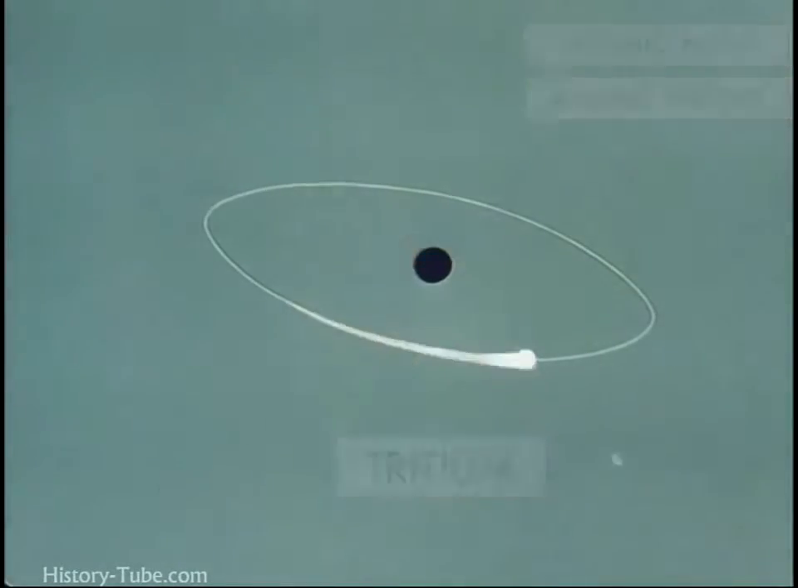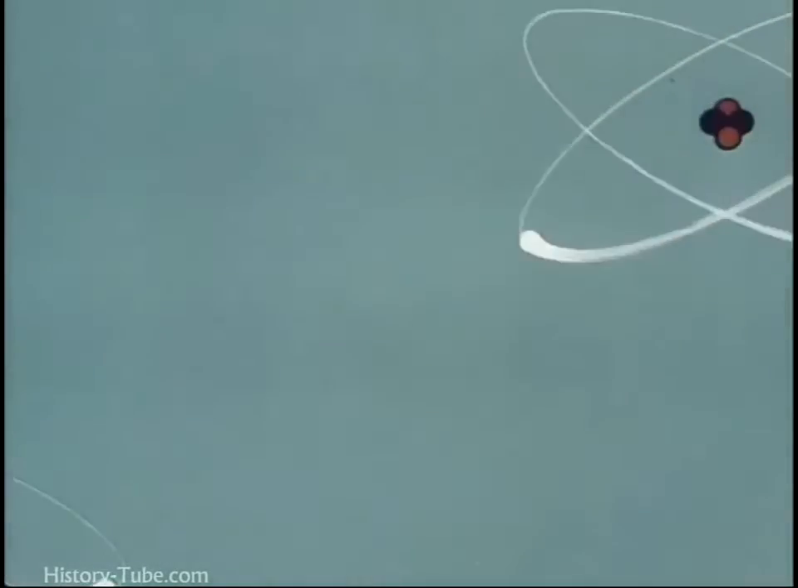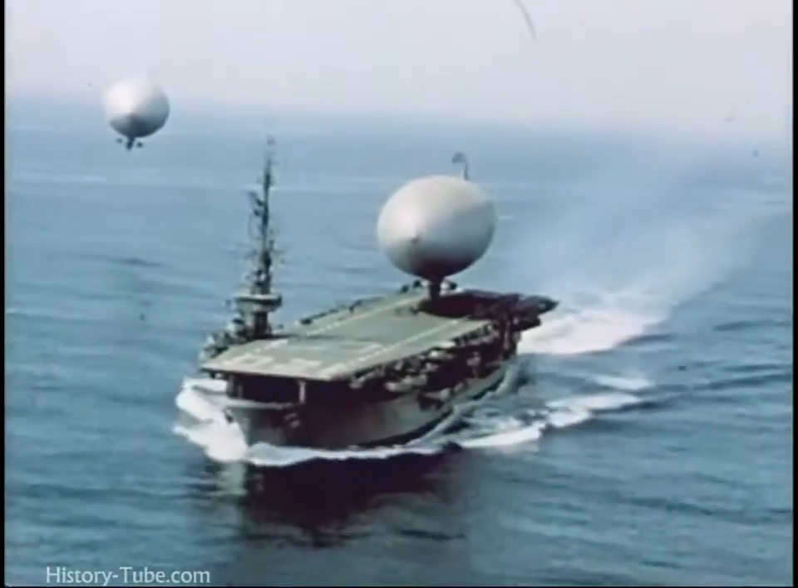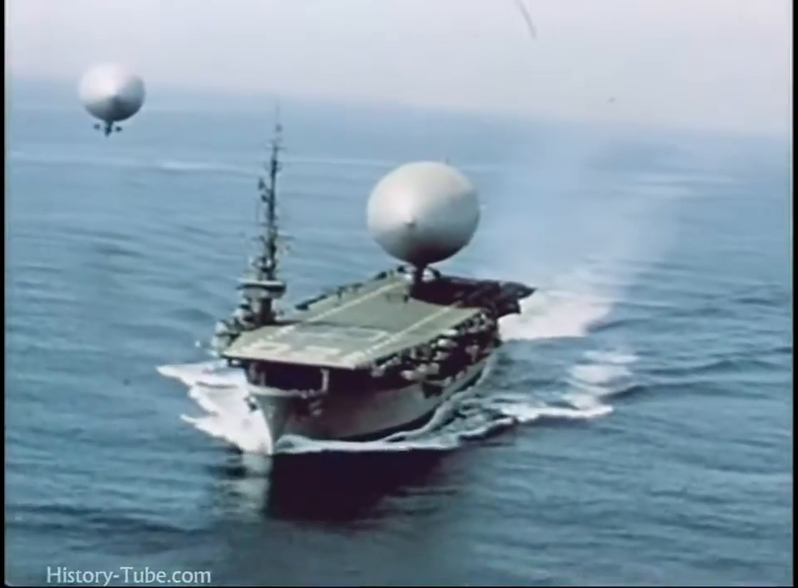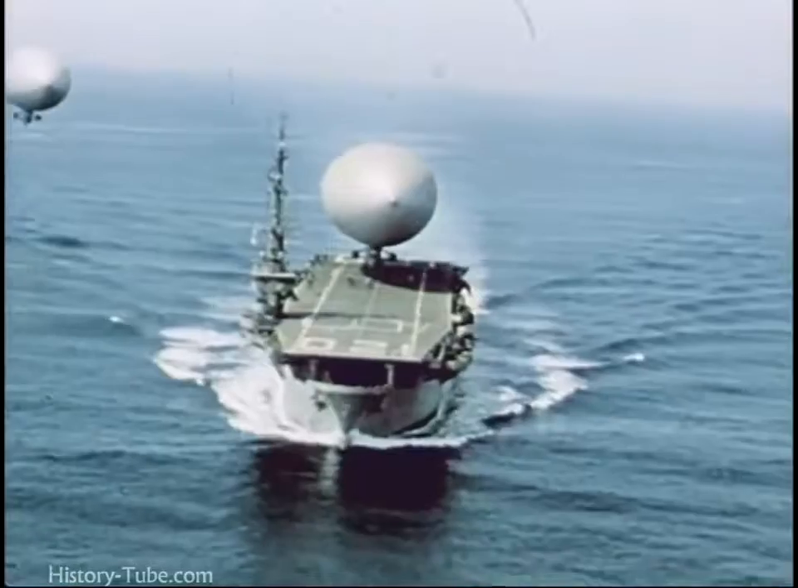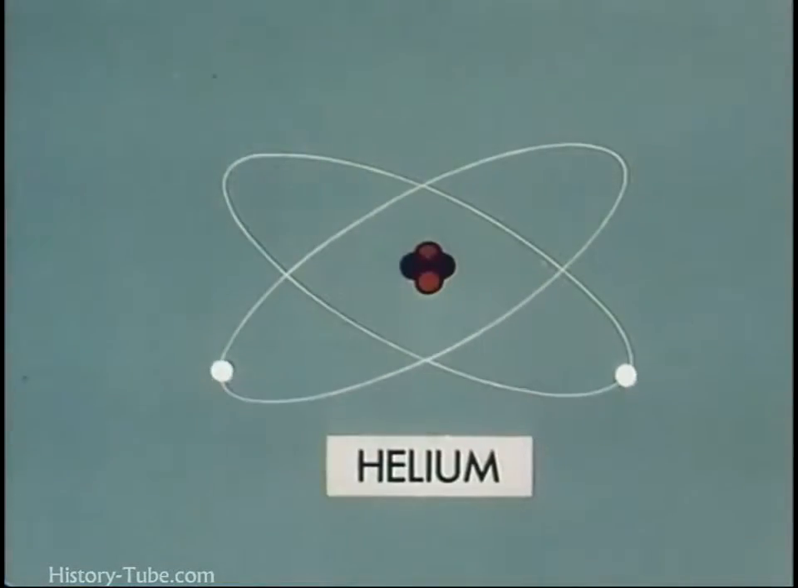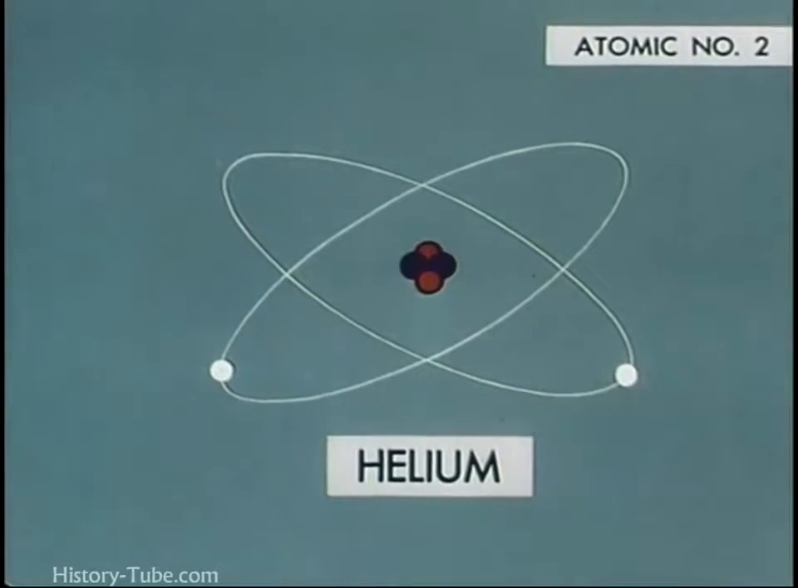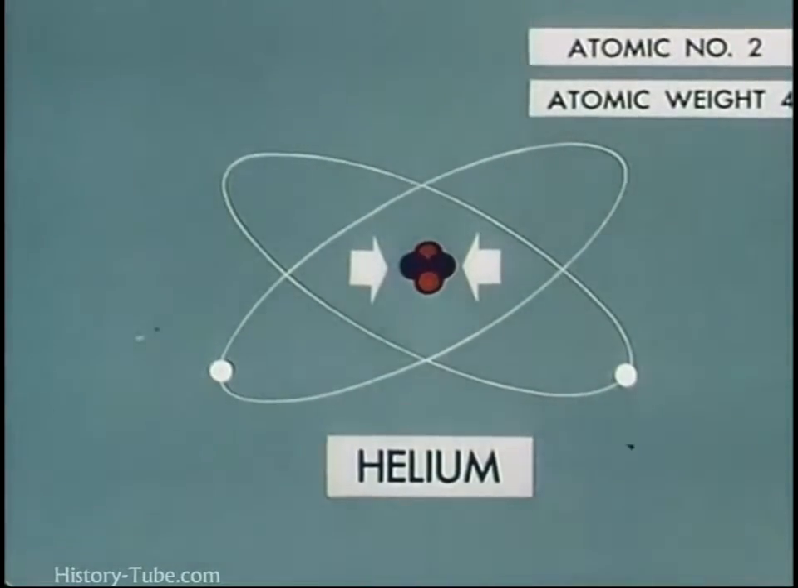One rung above hydrogen on the ladder of elements is helium. One of the uses for helium you're probably familiar with is in lighter-than-air craft. A helium atom has 2 electrons and a nucleus composed of 2 protons plus 2 neutrons. So helium has the atomic number 2, same as the protons which it possesses, and an atomic weight of 4, its protons plus neutrons.